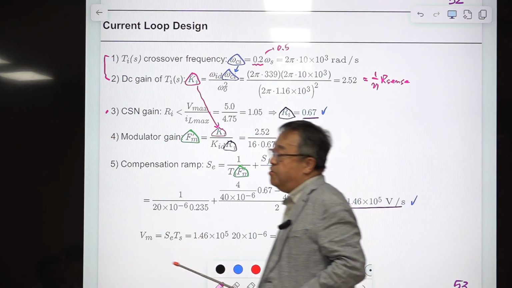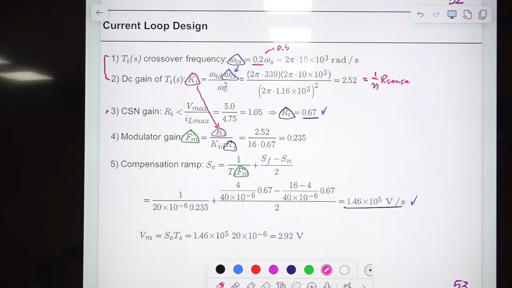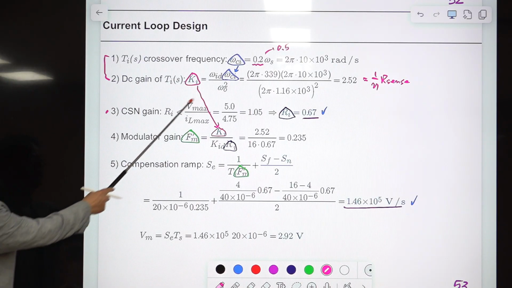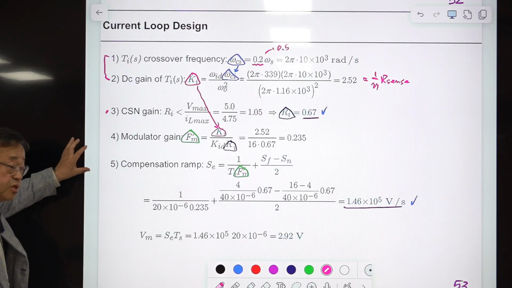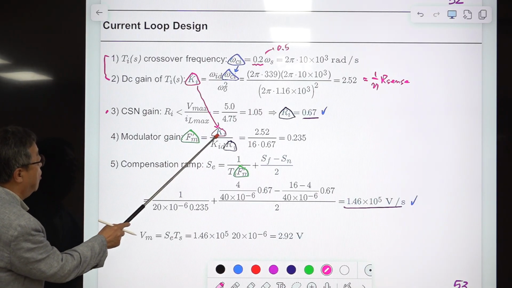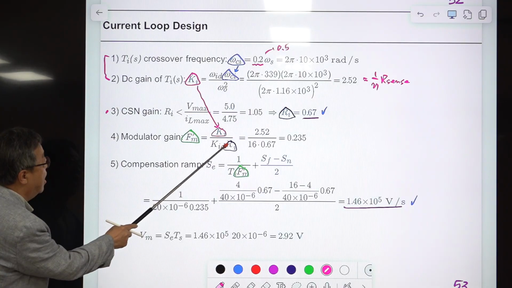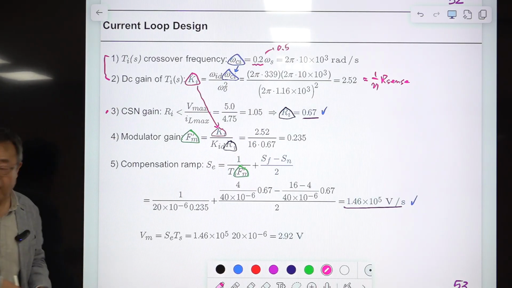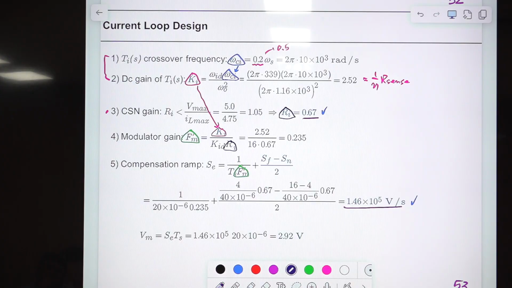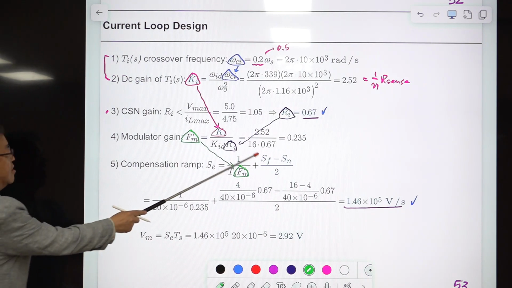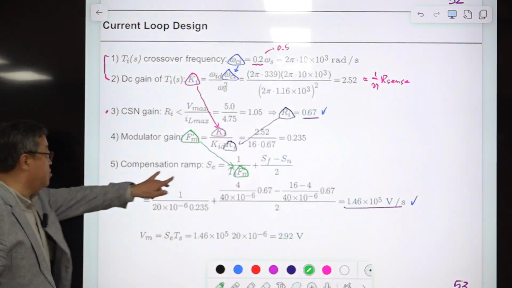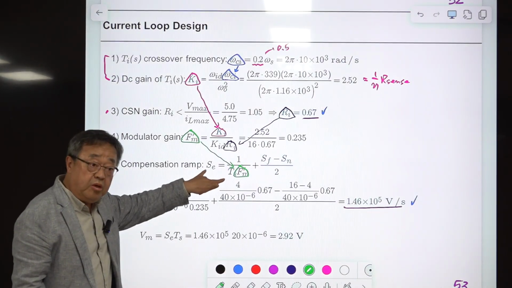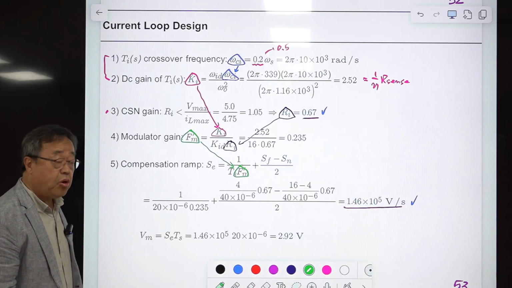Okay. And you evaluate the required F_M prime. This equation is derived from the graphical analysis, and this equation is given by the definition of K_I. Okay. Then you determine this, and this R_i is coming here. So R_i is coming here. Then F_M prime is determined. Then F_M prime is coming here. So F_M prime is determining this one. This is just the rearranged expression of the modulator gain of current mode control.